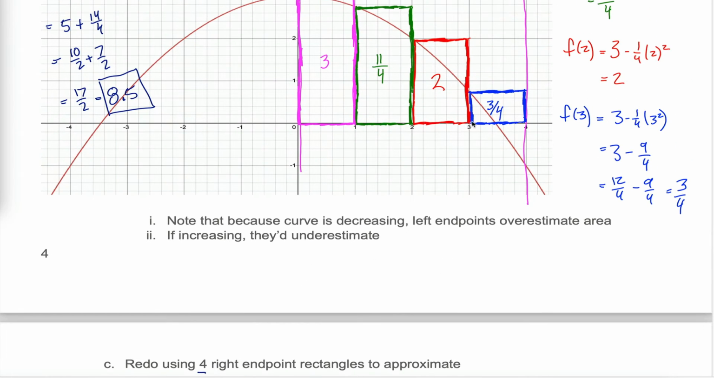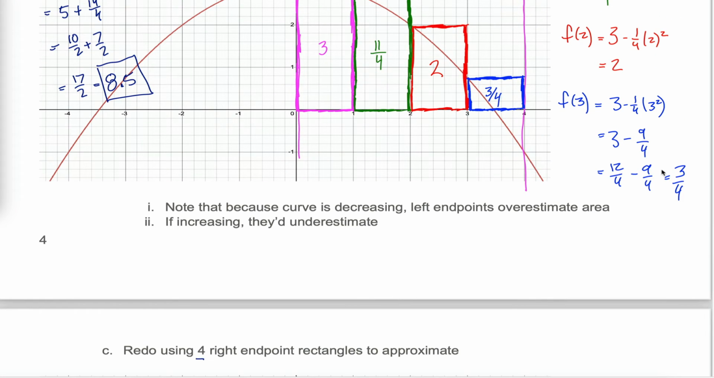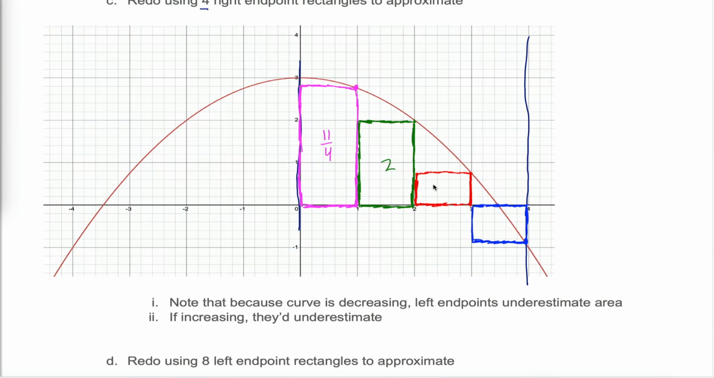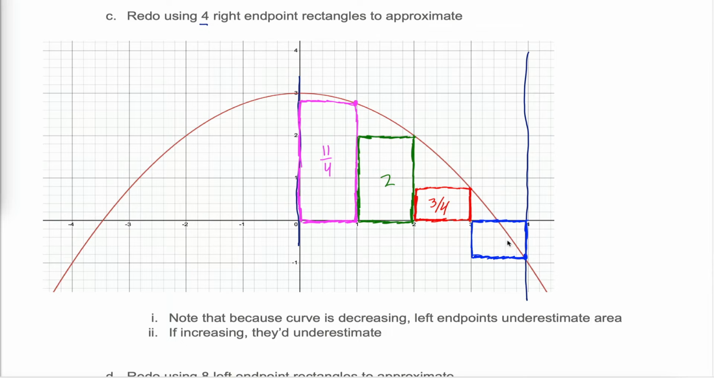Similarly, the height of this blue rectangle was based on the height of the curve at 3, and the height of this rectangle is based on the height of the curve at 3. The height of the curve at 3 is equal to 3/4, so the area of this red rectangle right here is 3/4.